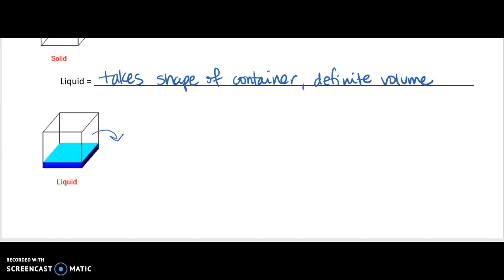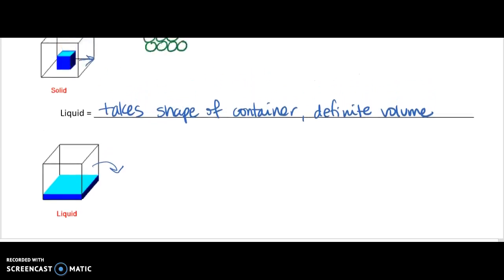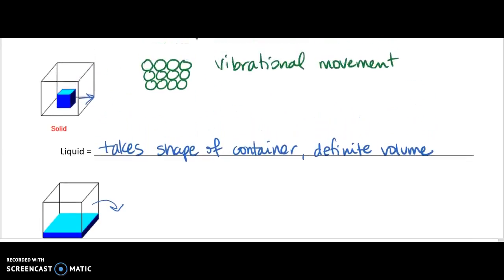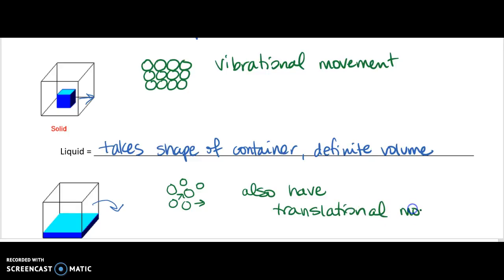Your liquid molecules, they can shift a little bit. Let me go back up to the solid for a minute. The solids were tightly packed and they could only move vibrationally, but your liquid molecules have a little bit more space in them. That allows them to move a little bit side to side. So they also have translational movement. This allows them to change their shape, but the volume doesn't change.